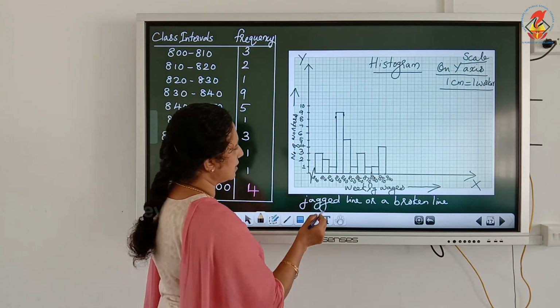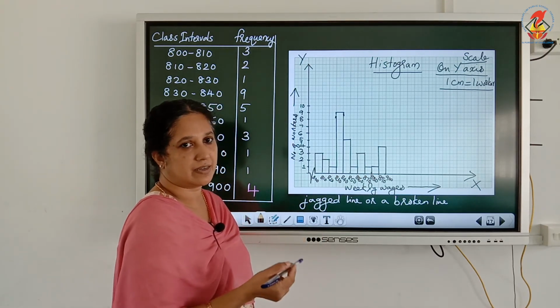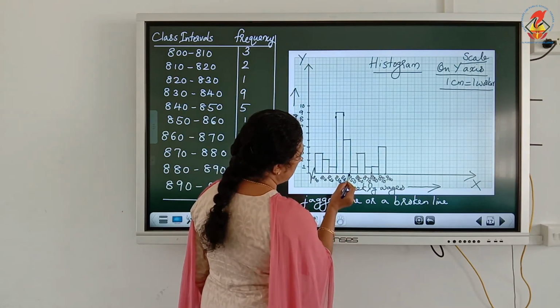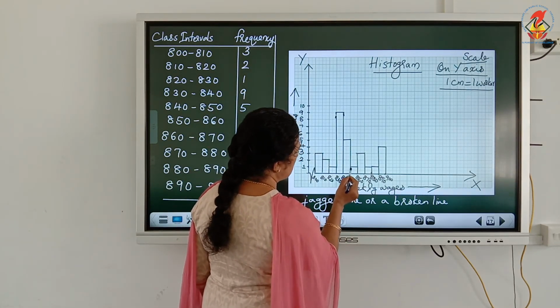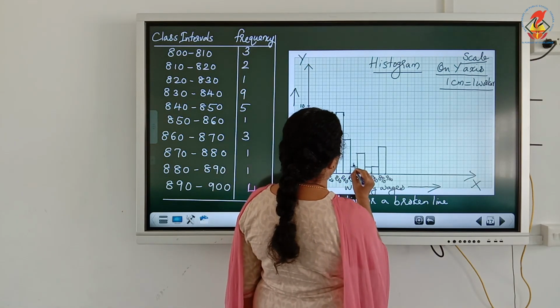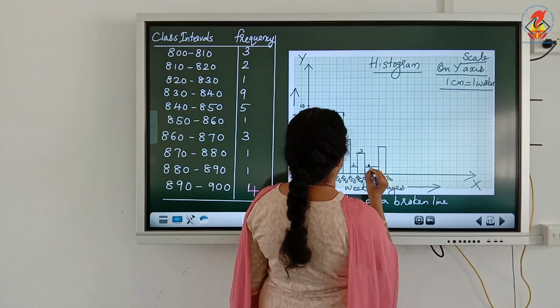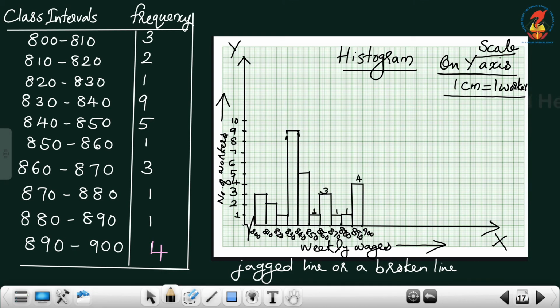Then how many workers earn more than 850? More than 850 means you have to consider from 850 onwards. Here the value is 1, then 3, again 1, 1 and 4. So 1 plus 3 is 4, 4 plus 1 is 5, 5 plus 1 is 6, 6 plus 4 is 10. So from the graph we get the answer as 10.